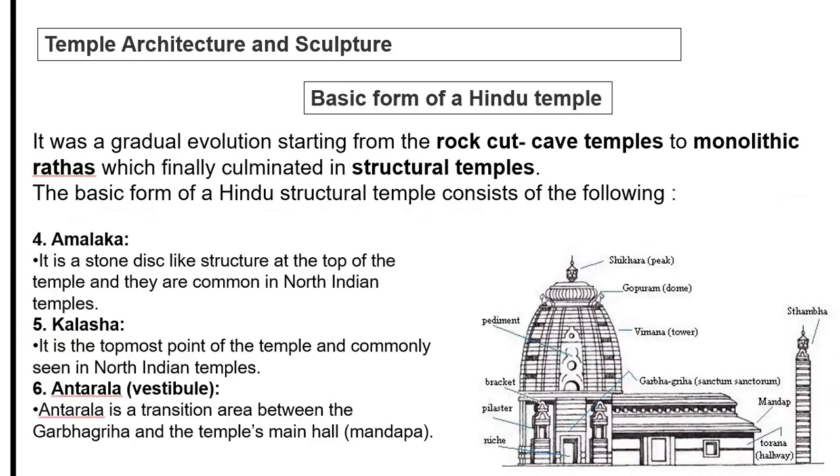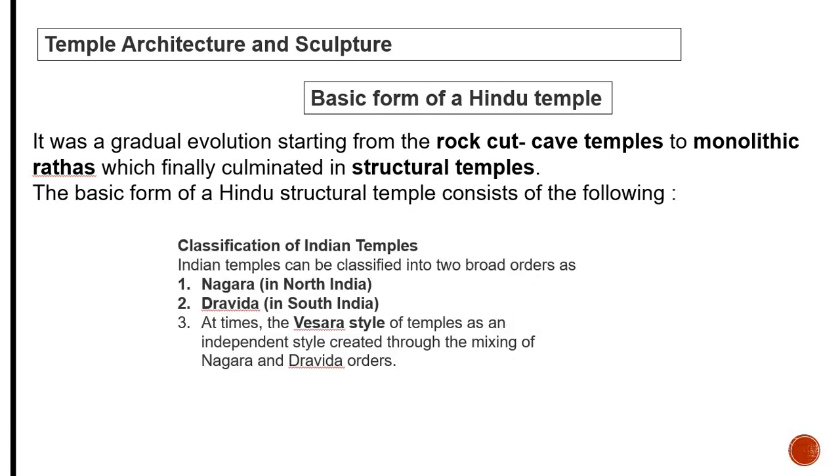Then comes the Amalaka. It's a stone disc-like structure, on which the Kalasha is kept. This is the Kalasha. Antarala is the vestibule. This is the Mandapa, this is the Garbhagriha, and the passage through which you will enter from Mandapa to Garbhagriha is known as Antarala. So the hall between Mandapa and Garbhagriha is known as Antarala.